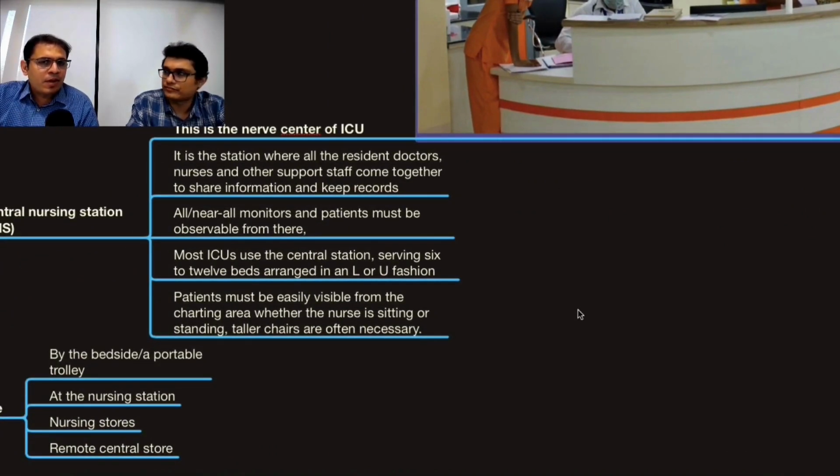It is absolutely very important because at that area you can also see and replay the events that happened in the previous hours. And you can have an L-shaped or U-shaped bed arrangement so that all the beds are visible from there, either in the U shape or sitting in the L shape.